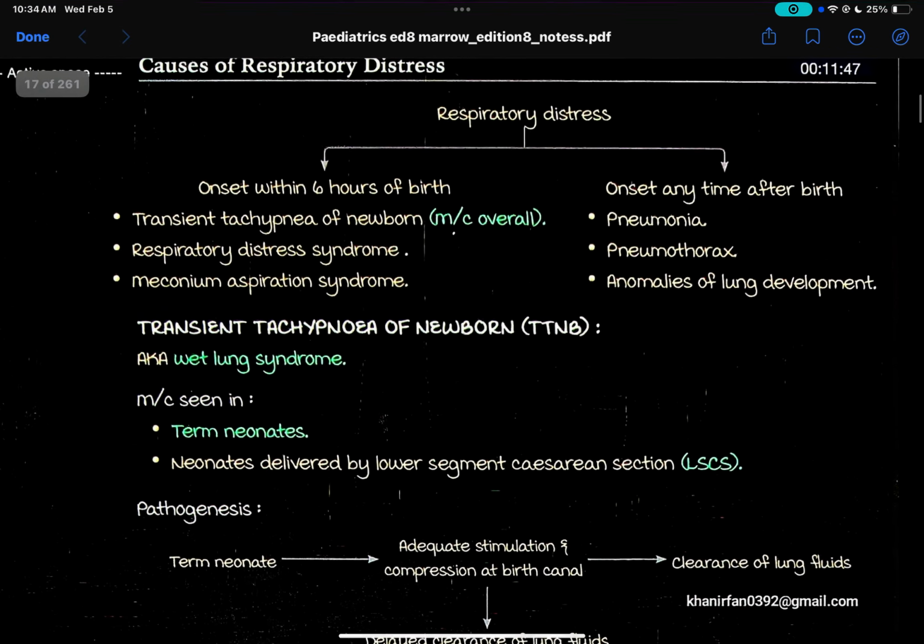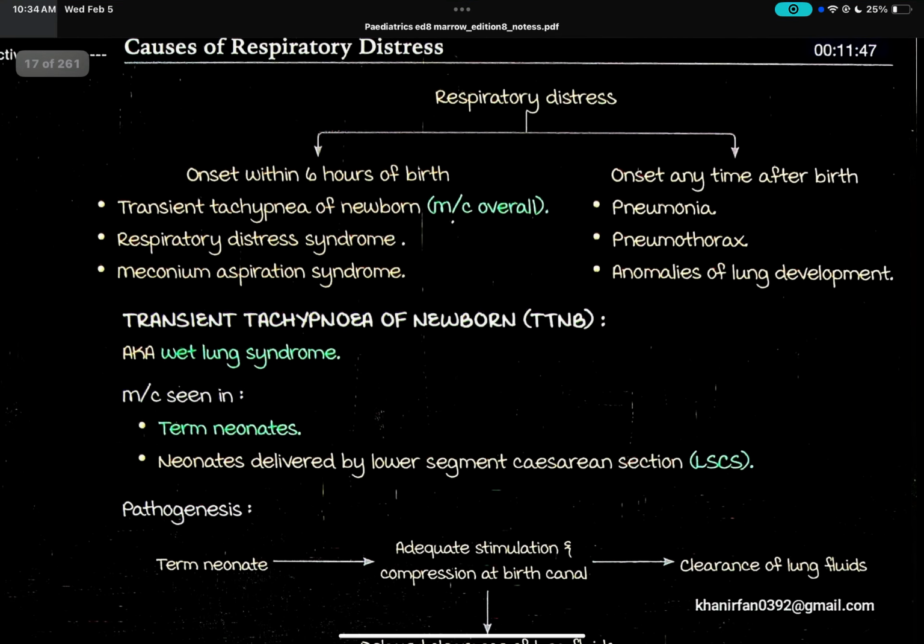Causes of respiratory distress. Respiratory distress onset within 6 hours of birth, or onset anytime after birth. Within the 6 hours, distress is called transient tachypnea of newborn, which is the most common overall. And respiratory distress syndrome and meconium aspiration syndrome also happen within 6 hours. After that, any other time is pneumonia, pneumothorax, anomalies of lung development.